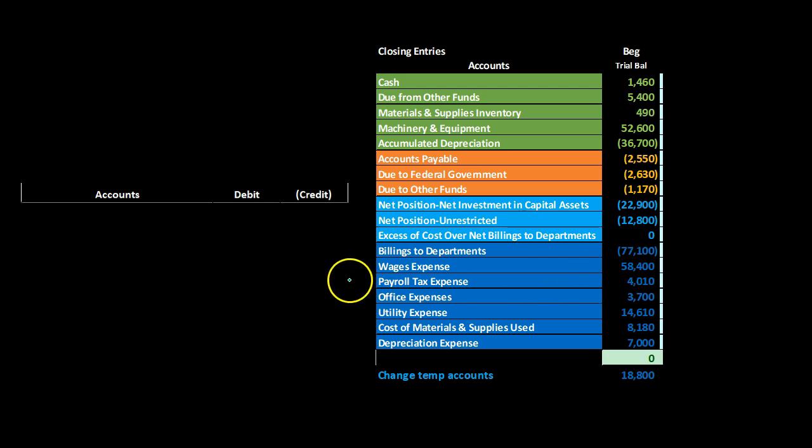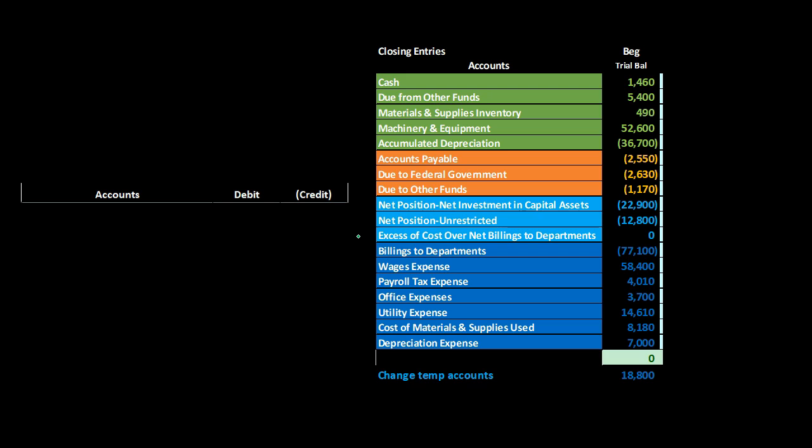Because we're on an accrual-based system, this is more of a straightforward process than it might be in some other types of accounts on a modified accrual, because we don't have to deal with things like budgetary accounts, which is nice. The accounts we are dealing with look more straightforward, such as expenses as opposed to expenditures. We'll record the closing process in more of a two-step type of process. We will use a clearing account, called excess of cost over net billings to departments. That's similar to an income summary account for a for-profit organization.